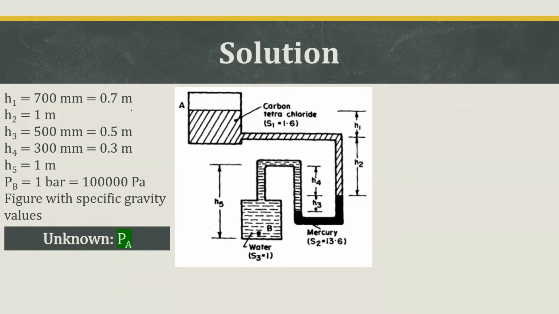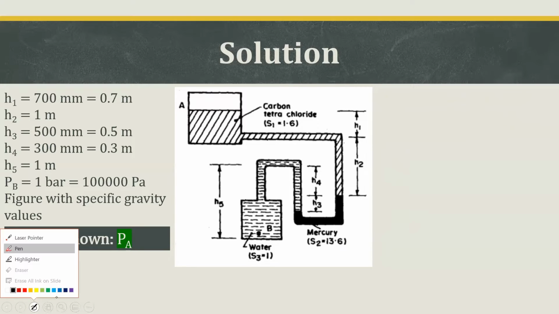For the computation, we will be using pressure in pascals, the density or the rho in kilograms per meter cube, the gravity as 9.8 newtons per kilogram, and the height in meters, so that we are consistent with the units. So we are given the measurement of the heights, the pressure at point B, and the specific gravities of the fluids. What we need to find, or the required quantity here, is the pressure at point A. So how do we do this?